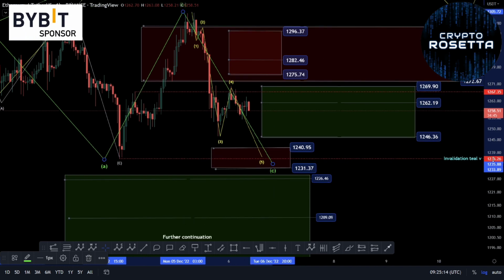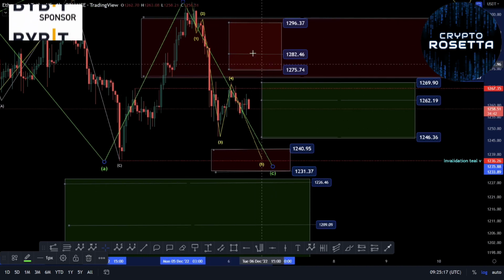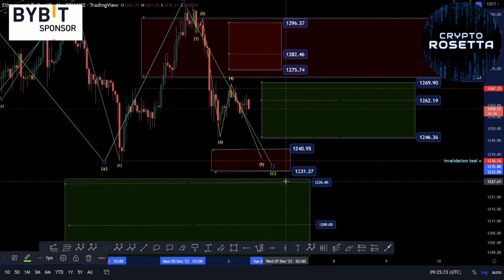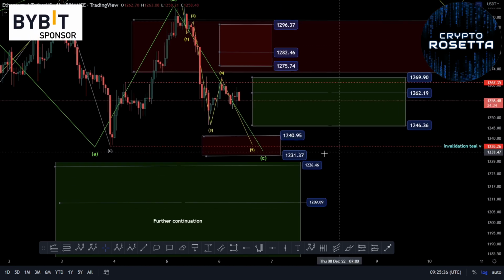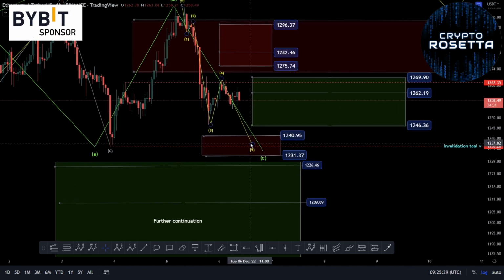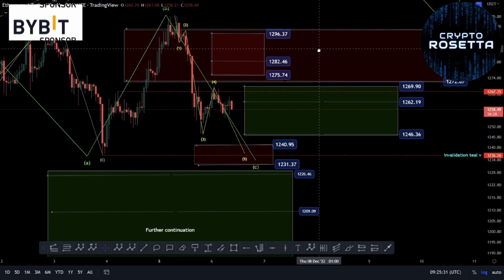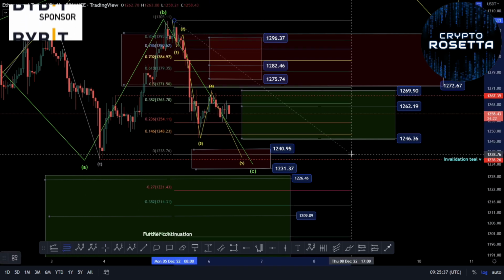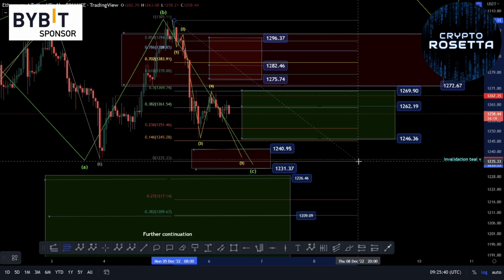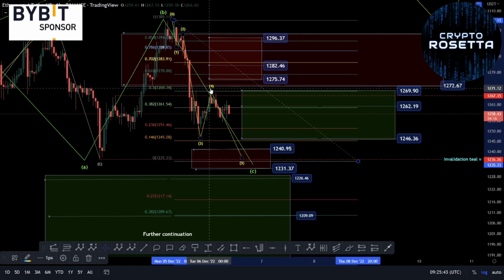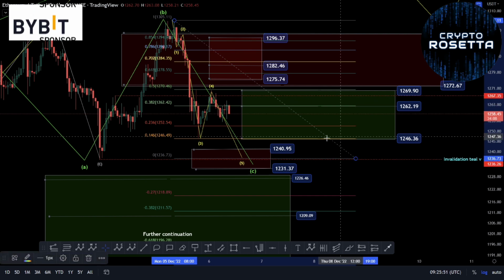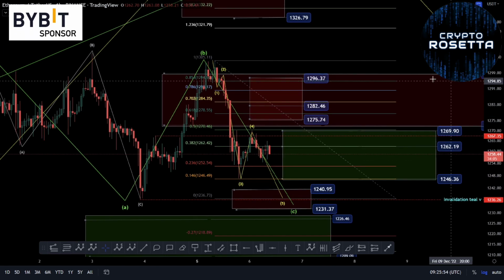Otherwise, what we could see is either this could be completed here, and then we move up into this rejection box between 1296 to 1275, and then we push down again in an ABC as we plotted out earlier. Or we could see this fifth wave and then a move back up and get rejected within this zone of 1296 to 1275. It will change slightly if we drop down into this box. So depending on where we land, it could be anywhere from the top of this previous fourth wave here up to 1294 area.